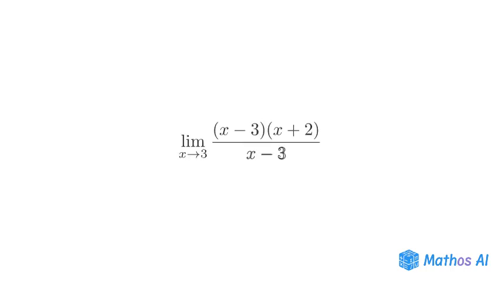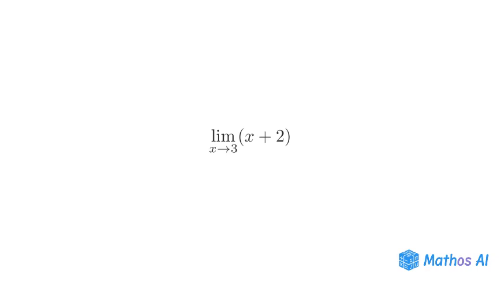Notice something amazing? We have x - 3 in both the numerator and the denominator. Since we're taking the limit as x approaches 3, but not at x equals 3, we can cancel these common terms. This leaves us with a much simpler expression, the limit of x + 2 as x approaches 3.